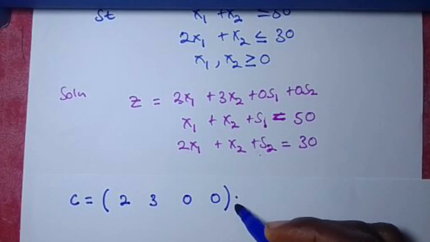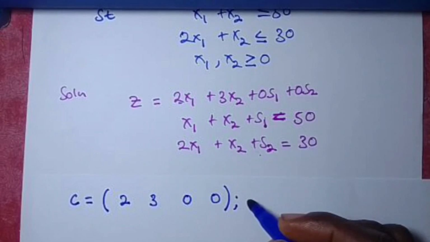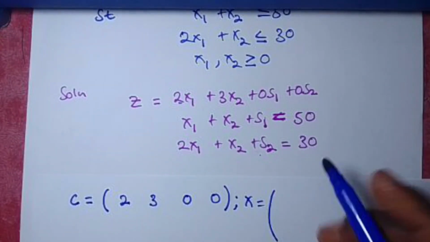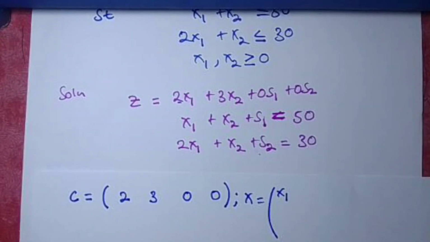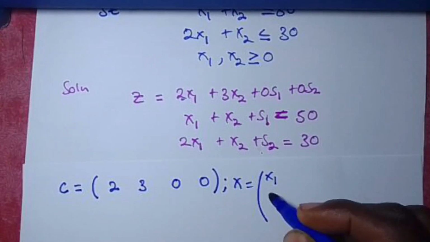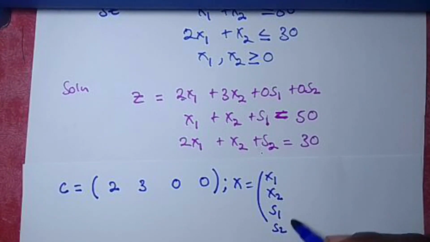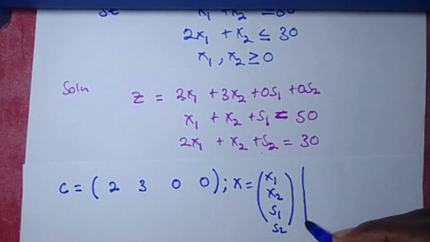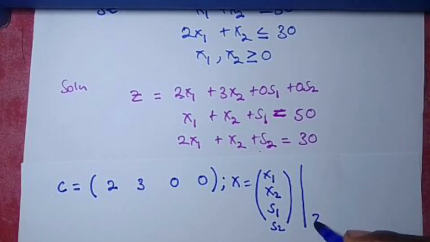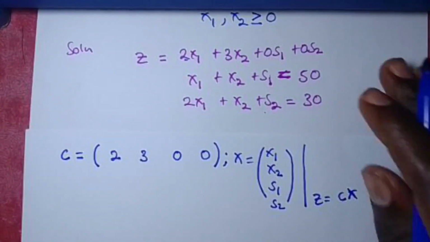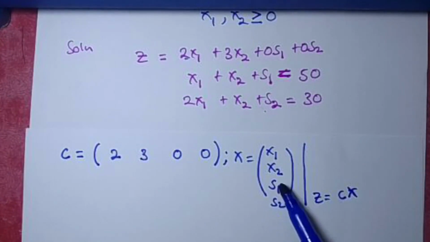Then you say the variables x are equal to: we have x1 being the first variable, x2 the second, then s1 and s2. Then you say that when I multiply, I'll have z equals c times x. I hope that can be seen clearly. When I multiply this matrix with this matrix, I'll come up with this expression.